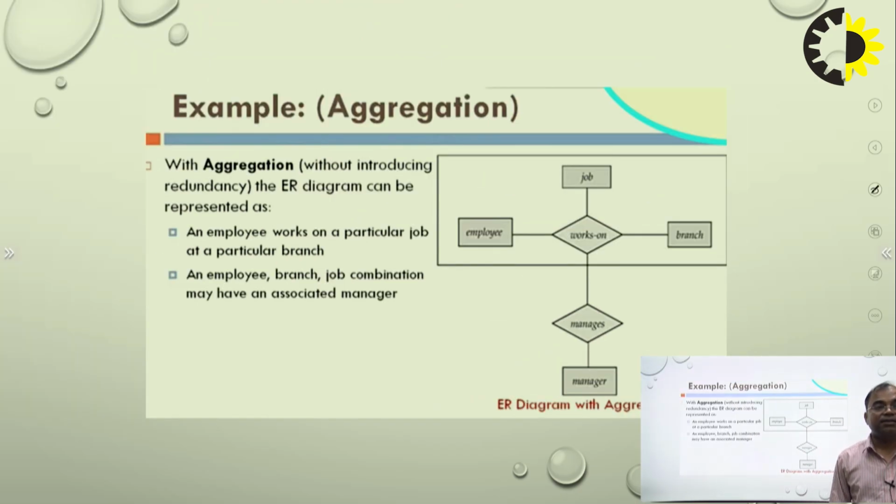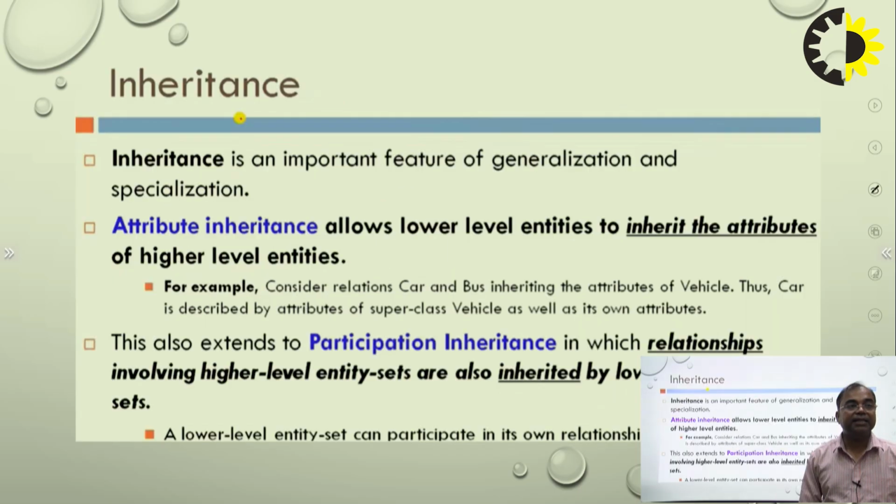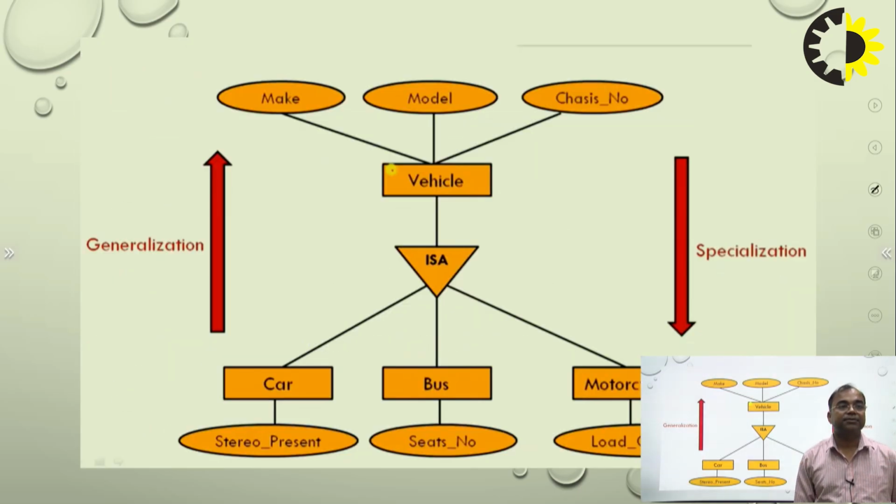So in aggregation, we can see how they are all related. The manager manages the works-on branch relationship, that is, the employee works on that branch, and the job is for the employee who works on the branch. This shows the aggregation relationship.